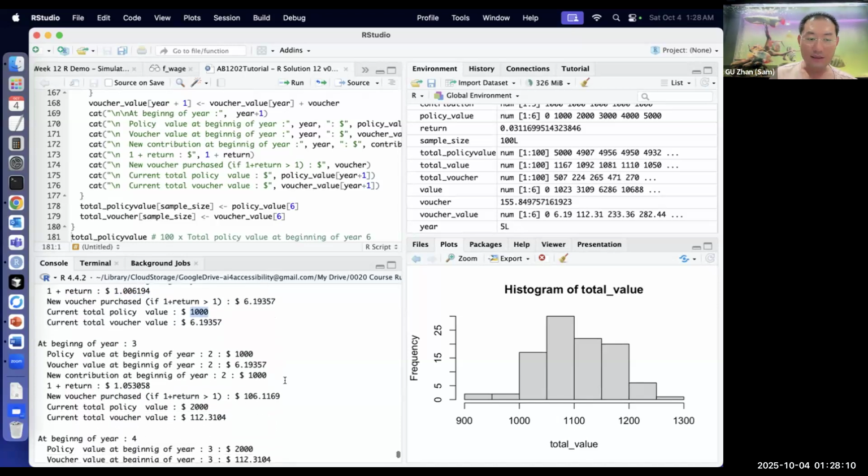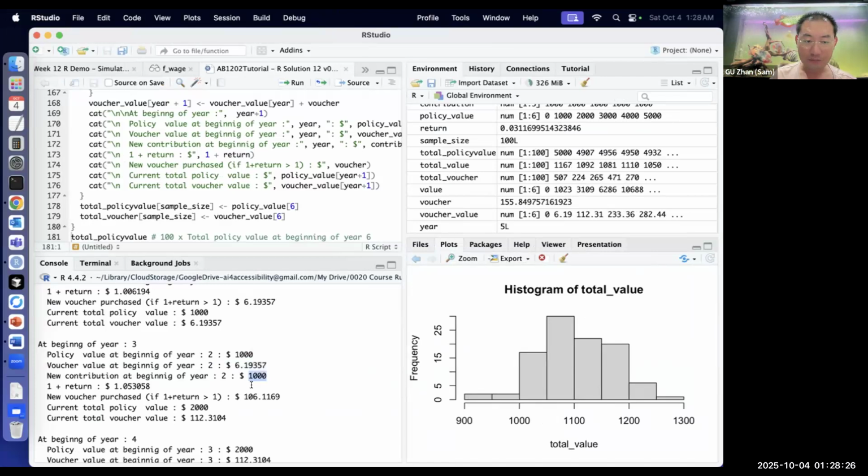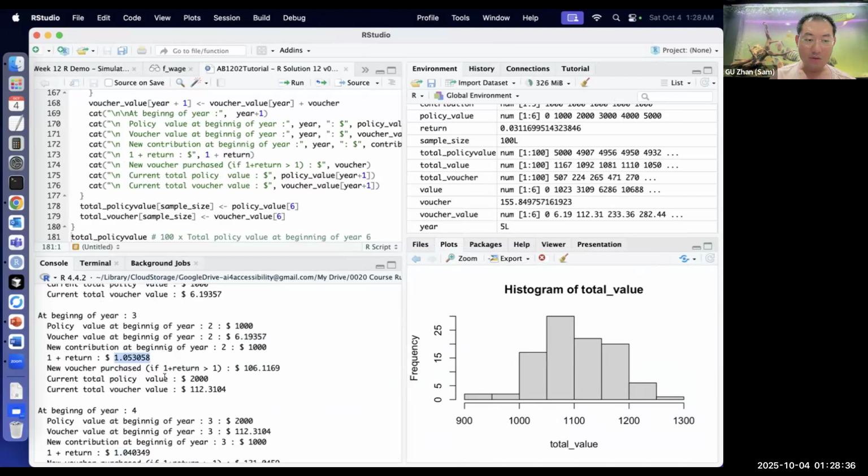Then you move on to the next year. So policy value at the beginning of year 2 is 1,000. Inherited voucher is $6. New contribution at year 2 is another $1,000, so you are just continuously investing $1,000. Then after that, you calculate the return. The return is positive, which means you can still earn a voucher.